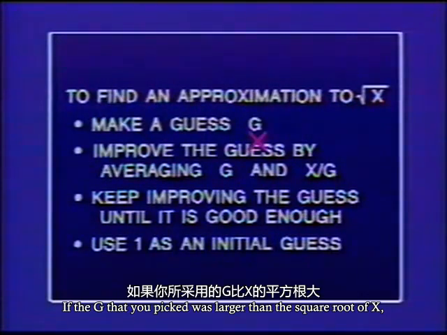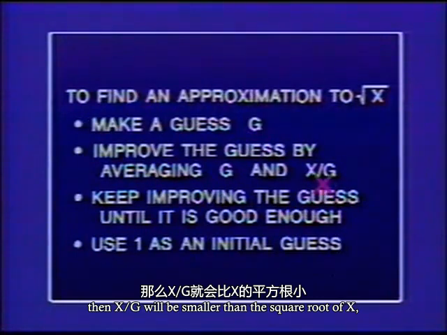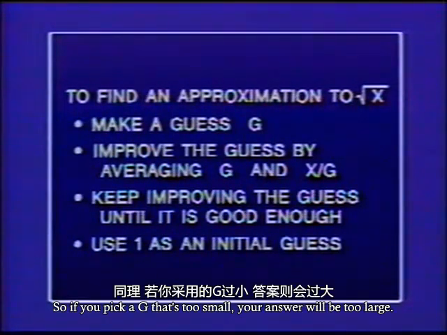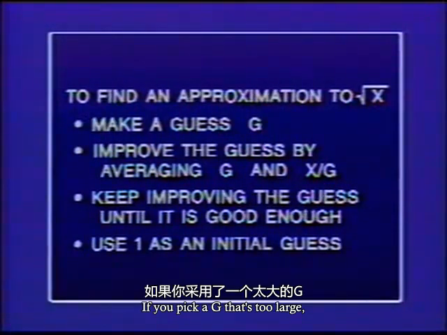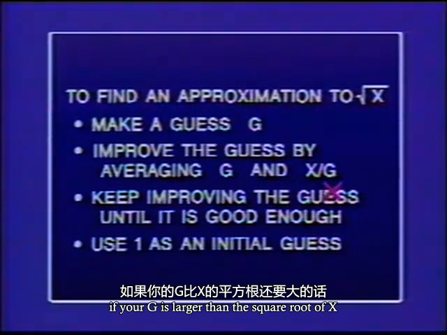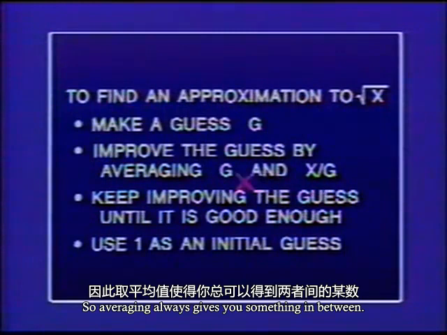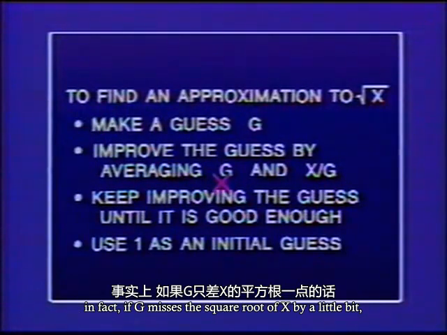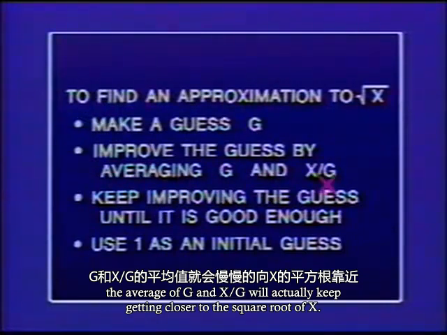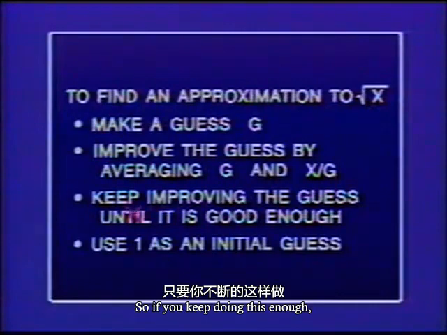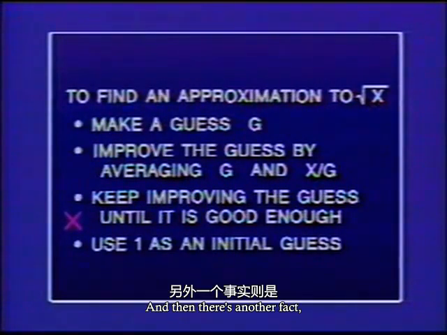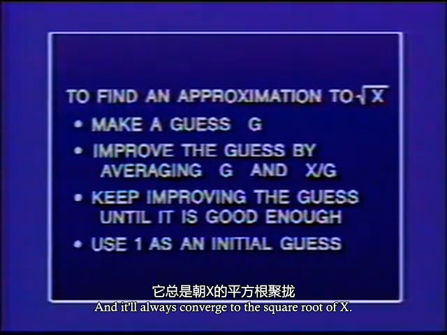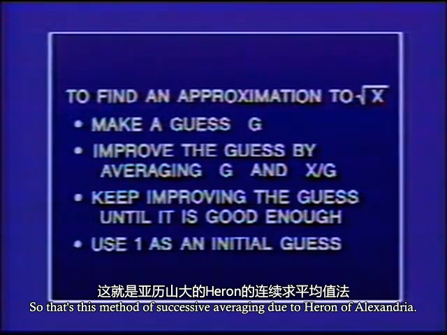If the g that you picked was larger than the square root of x, then x over g will be smaller than the square root of x, so that when you average g and x over g, you get something in between. So if you pick a g that's too small, your answer will be too large. If your g is larger than the square root of x, then x over g will be smaller than the square root of x. So averaging always gives you something in between, and then it's not quite trivial, but it's possible to show that if g misses the square root of x by a little bit, the average of g and x over g will actually keep getting closer to the square root of x. So if you keep doing this enough, you'll eventually get as close as you want. And there's another fact that you can always start out this process by using 1 as an initial guess, and it'll always converge to the square root of x. Right, so that's this method of successive averaging due to Heron of Alexandria.